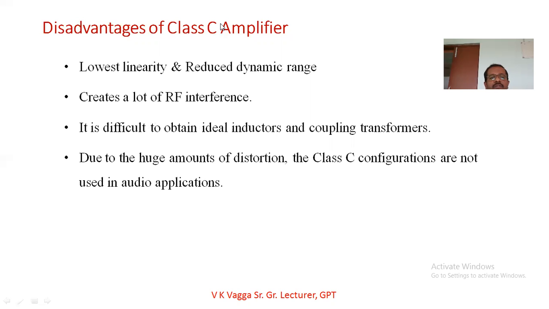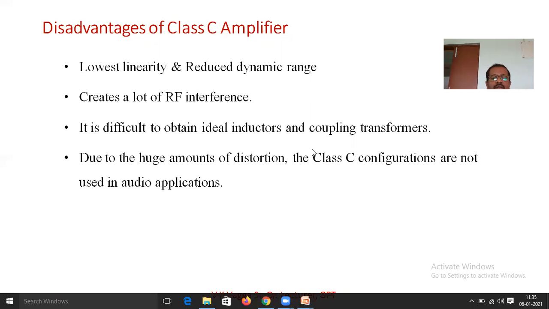If you take the disadvantages of the class C amplifier, it has the lowest linearity and it reduces the dynamic range. It creates a lot of RF interference, that is, radio frequency interference may occur. It is difficult to obtain ideal inductors and coupling transformers, and due to the huge amount of distortion, this configuration is not used in audio applications. Apart from this, it is used for other purposes in radio frequency.